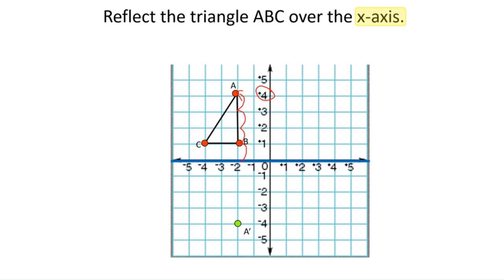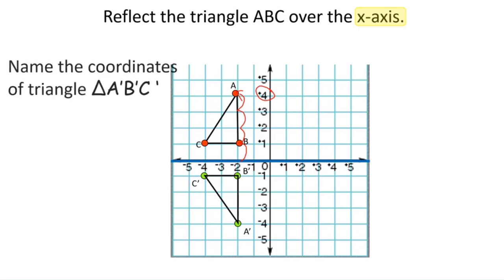Point B was only 1 space above the axis, so it goes 1 space below the x-axis and it becomes B prime. C, which was 1 space above the x-axis, goes to 1 space below the x-axis and becomes C prime. And when we sketch our triangle, it flipped over so that A is now the bottom vertex of the triangle. So let's look at our new coordinates.